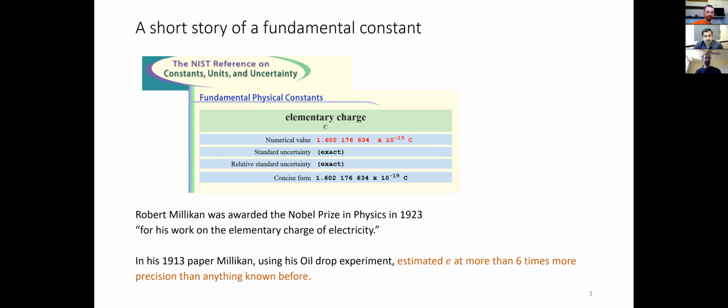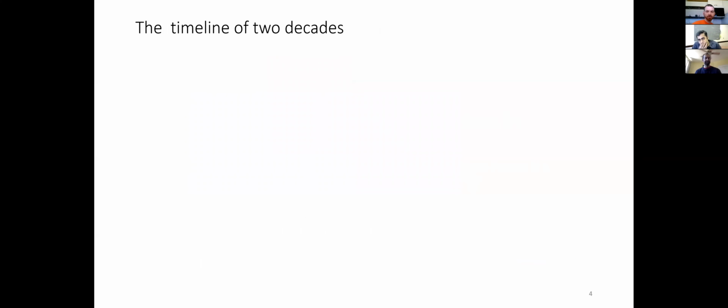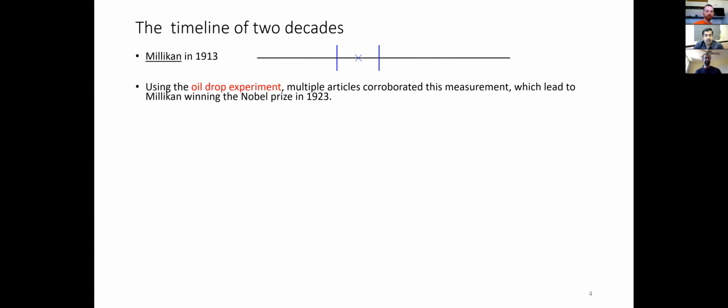So let's follow the development of the calculation of e for 2 decades, starting in 1913. The timeline goes: 1913, Millikan reports a number. I have zoomed in a lot, and on this scale the number is the cross and the standard errors are these 2 vertical lines. Using the oil drop experiment, multiple articles and multiple research groups corroborated the same number, which eventually led to Millikan winning the Nobel Prize in 1923.